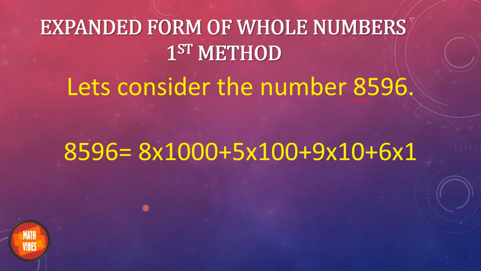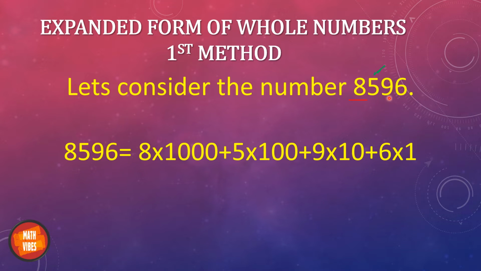Plus. Now, the next number is 5. Now after 5, how many digits are there? 2. There are two digits, 9 and 6. So add 1 with 2 zeros. So 5 into 100. Plus. Between all of these the plus sign will come. We'll put the sign of plus everywhere.